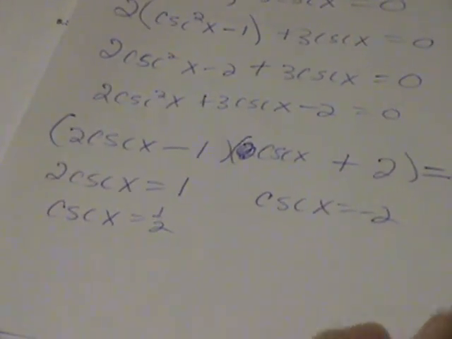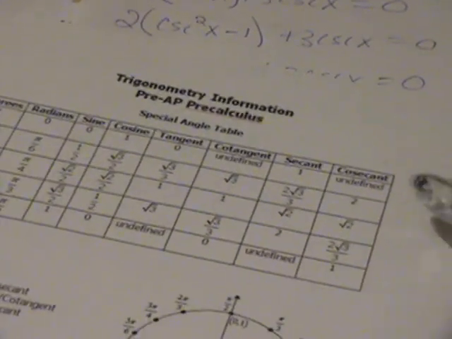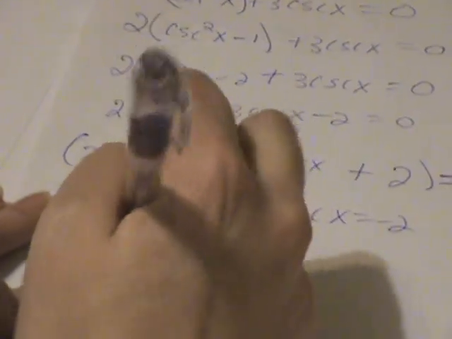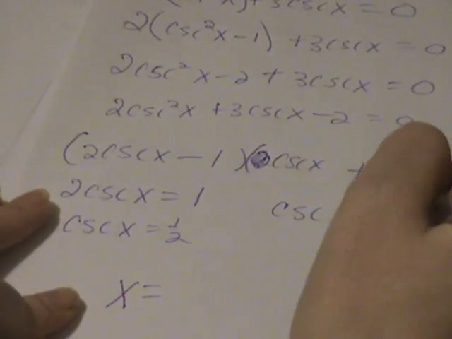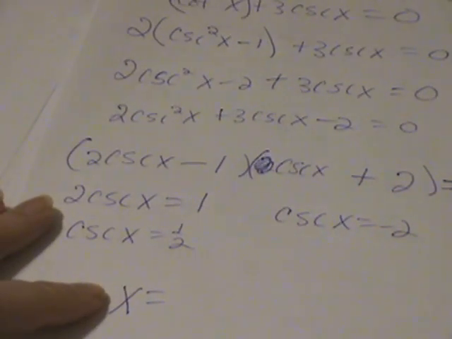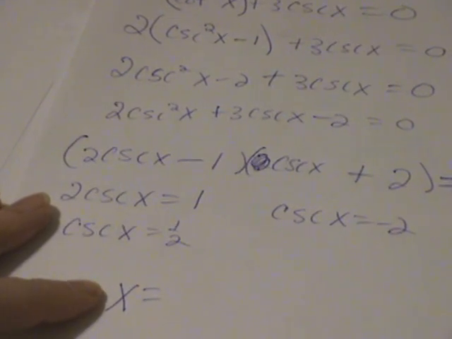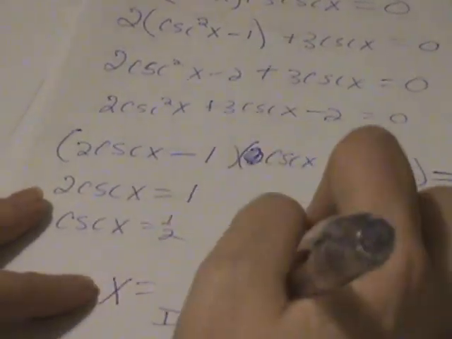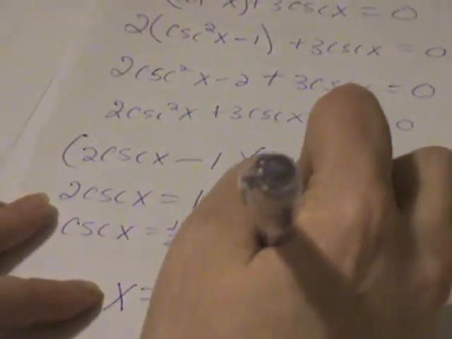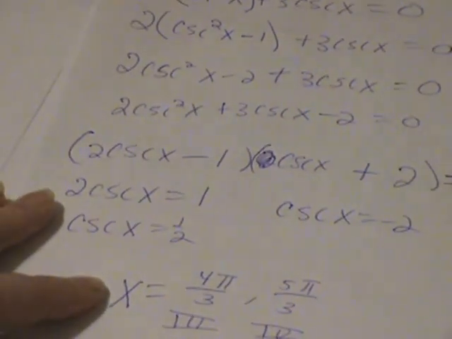Let's see if these are on the chart. Cosecant, looking at my chart, 2 is on my chart. 2 has a reference angle of pi over 6. So x equals, alright, cosecant is negative. Let's see, cosecant is the reciprocal of sine, so that would put it in quadrants 3 and 4. What we said the reference angle was pi over 3. So 4 pi over 3 and 5 pi over 3.